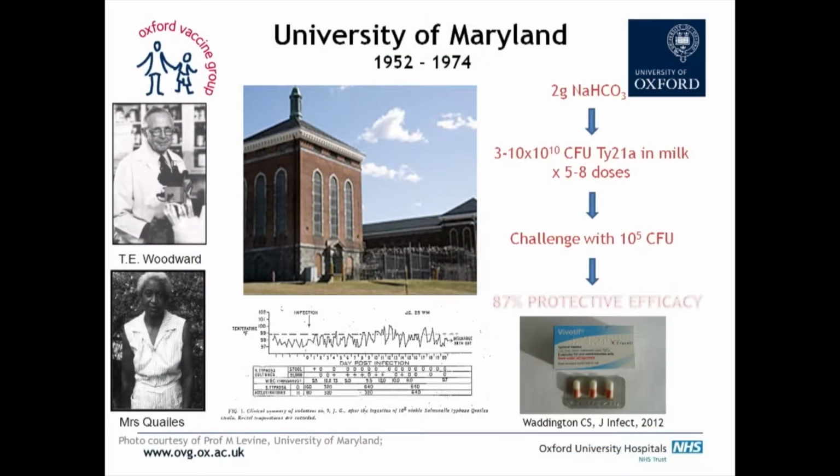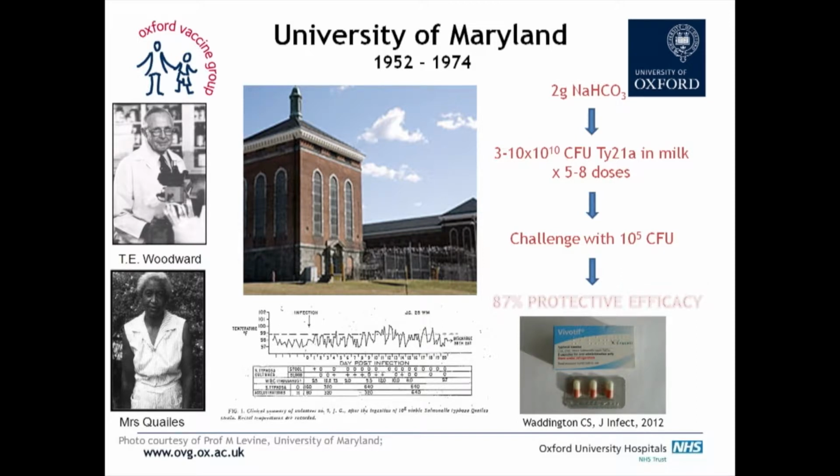So just to introduce the challenge model. Now the challenge model that we use is actually a fairly ancient model in that it was first used 50 years ago at the University of Maryland, and you can see Ted Woodward there, who coordinated those studies. And the Salmonella strain that has been used consistently through these studies came from the lady there, Mrs. Quailes, and is known as the Quailes strain. It was used for most of the challenges done in Maryland in the 60s and 70s, and has been used in all of the Oxford typhoid studies that we're going to talk about.